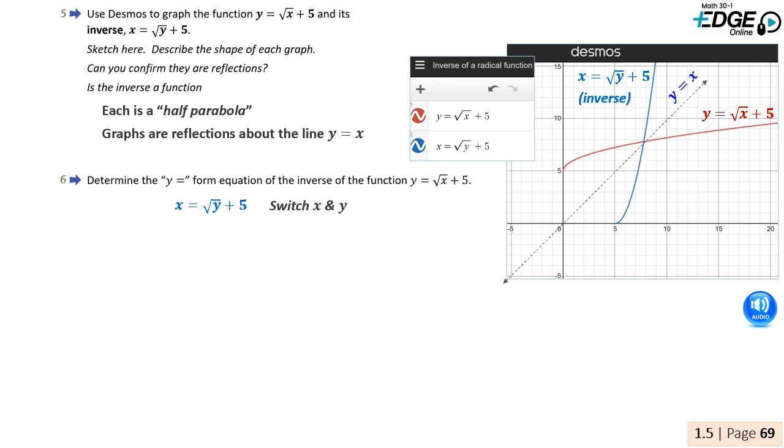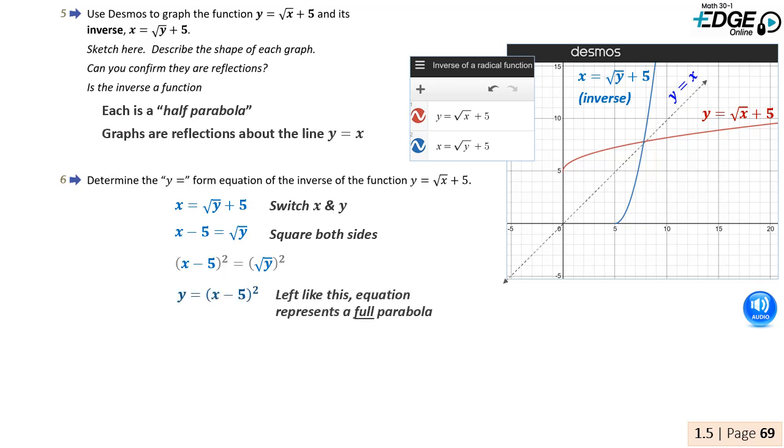Now, in order to determine the equation of the inverse, in a way that we could put it into a graphing calculator, say, we would need to swap x and y, and then isolate our y. Here, after subtracting 5 from both sides, we will now square both sides to remove the square root on the y.